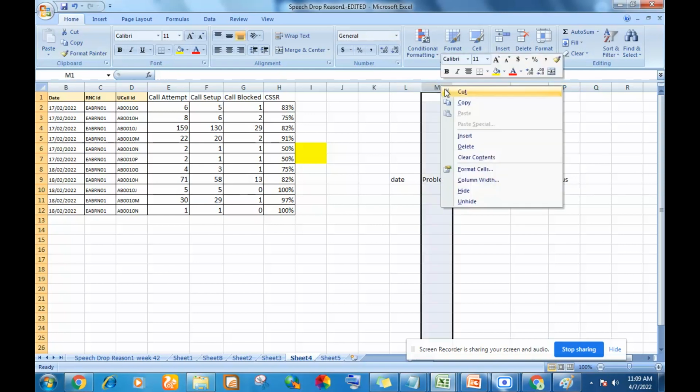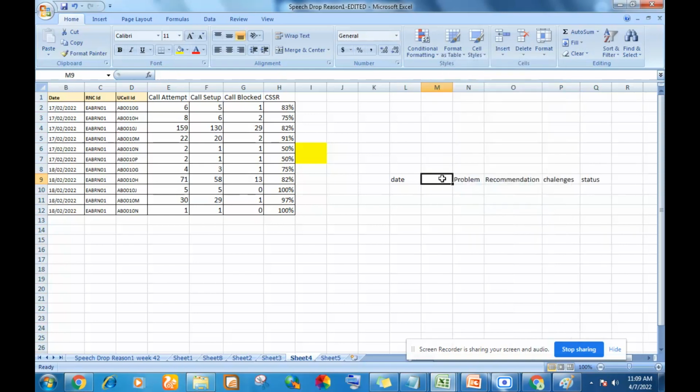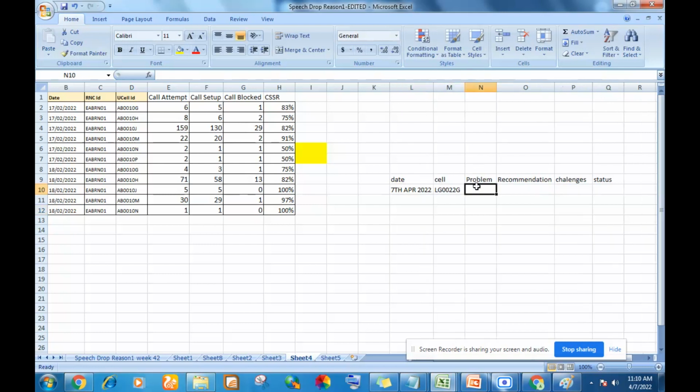So you can even add for which cell this problem occurred. Okay, so this is the name of the cell. You have issues on G 0022 C, maybe G, depending on the naming convention for the operator. These dates, today's date, 7th of April 2022. Okay, and then what is the problem I saw on this site, on this cell? This cell might be a wall cell.